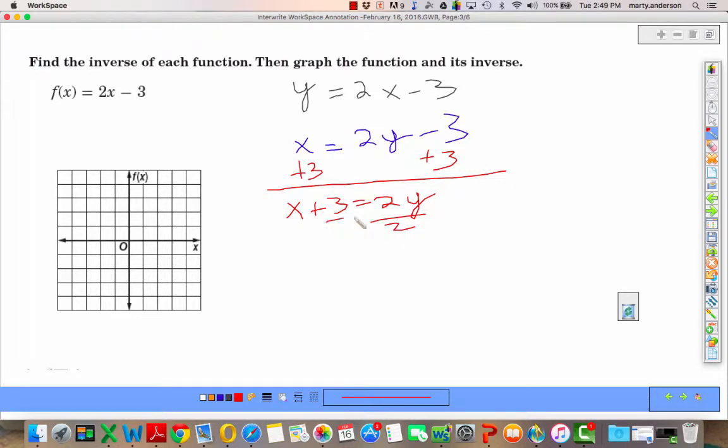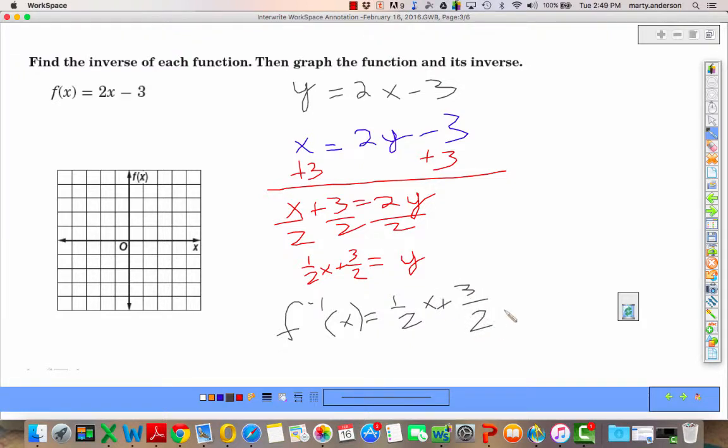Divide everything by 2. And rewrite in inverse form, which reads f inverse of x equals 1/2 x plus 3 over 2. Go over here and graph them. Graph this guy: y-intercept of negative 3, slope of 2, up 2, right 1, up 2, right 1, up 2, right 1, up 2, right 1.